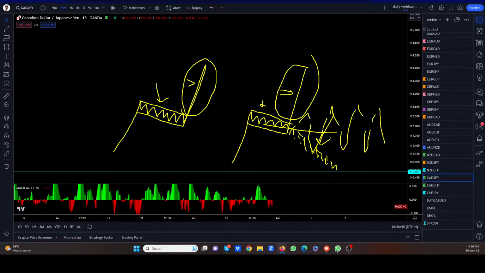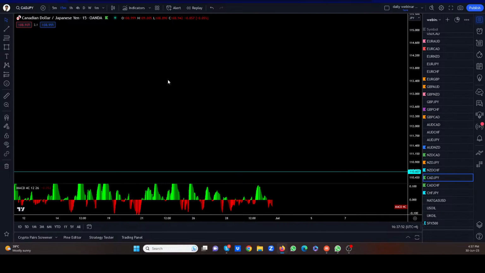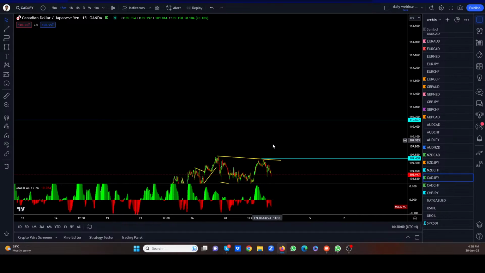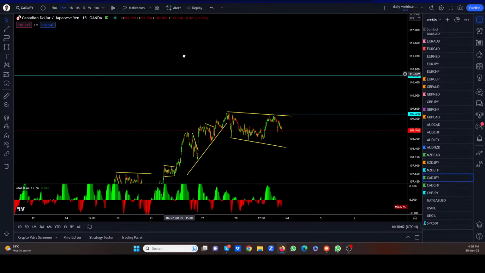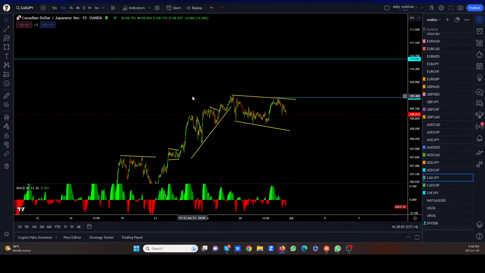Now, you don't need to count all of this stuff. You don't need to label all of that stuff. You need to figure it out. And you need to figure out which pattern is going to end where and which one is going to go where. Now, in the course that we're going to do, we're going to be teaching you exactly that. Not only how to recognize the pattern, but how to trade them.